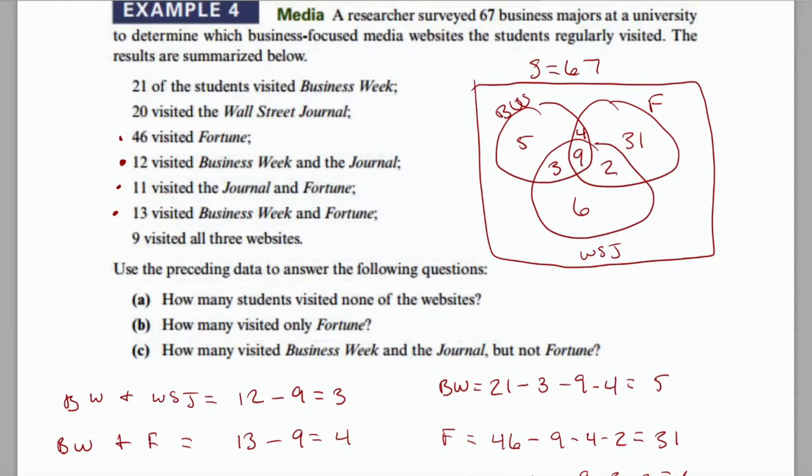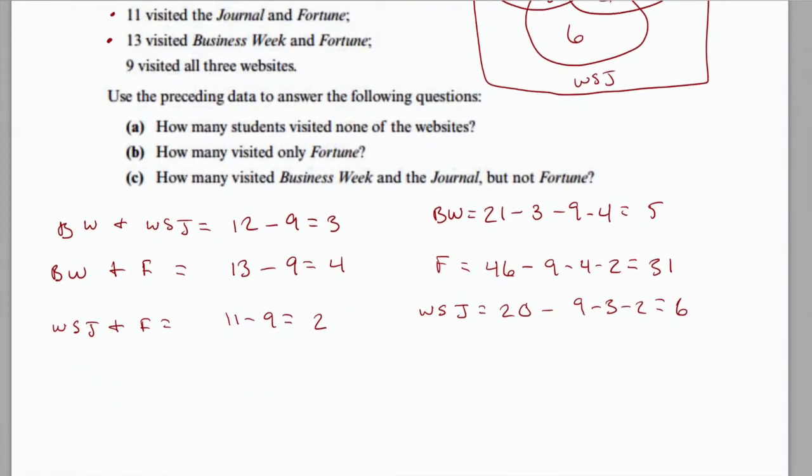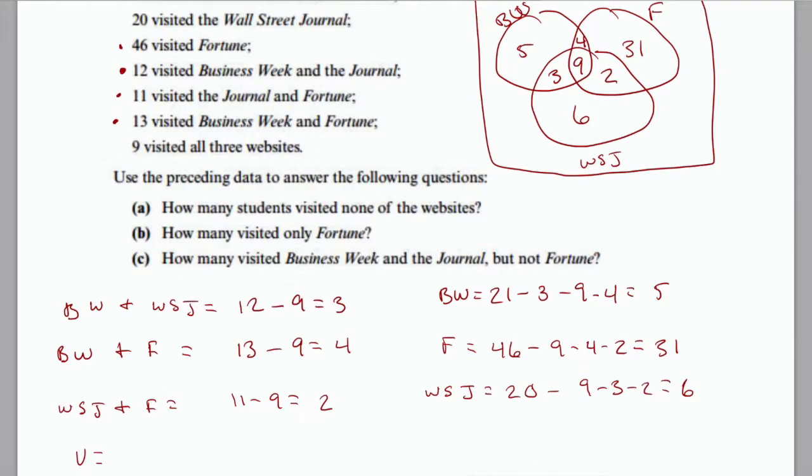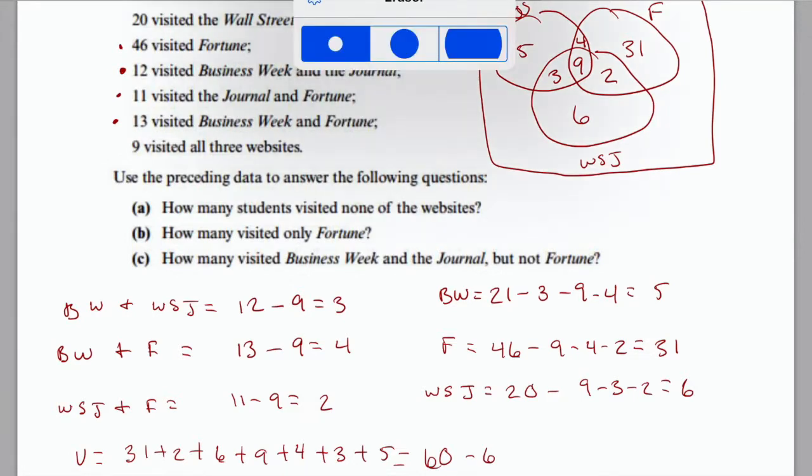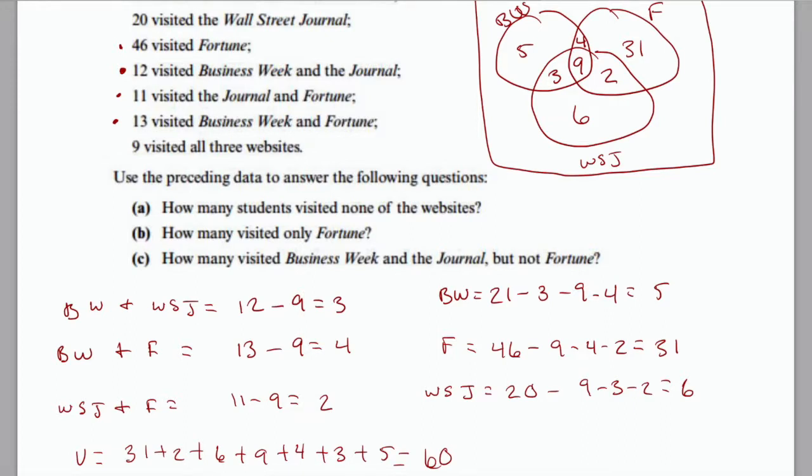And we add all our numbers to get the universal. We have 31 plus 2 plus 6 plus 9 plus 4 plus 3 plus 5 equals 60. And since my sample space was 67, we have 60, so my universal is equal to 7.